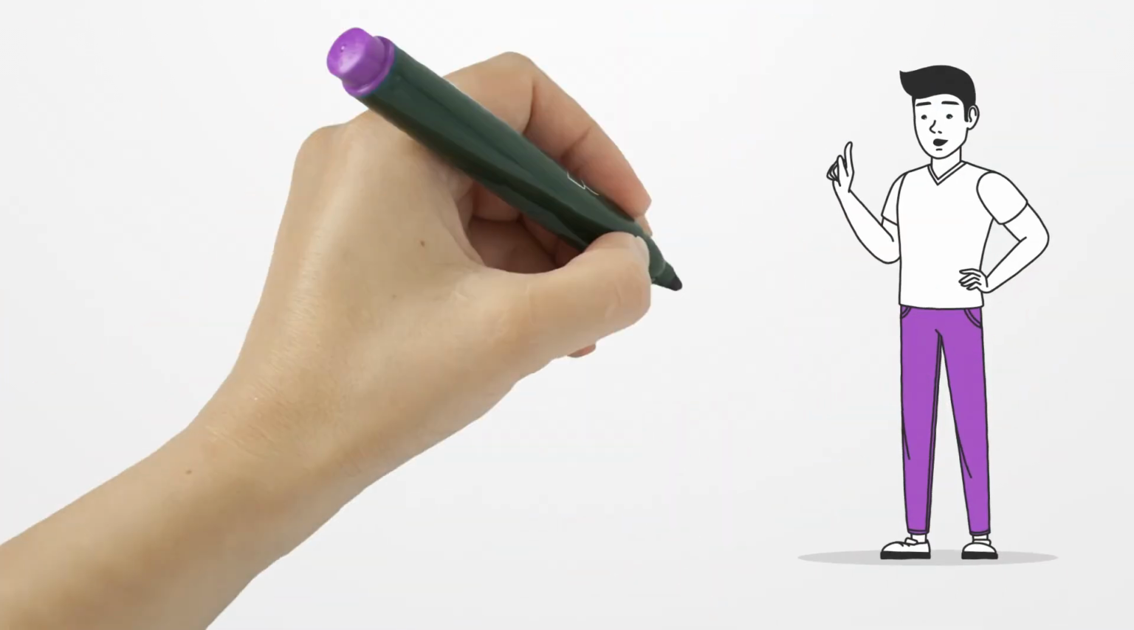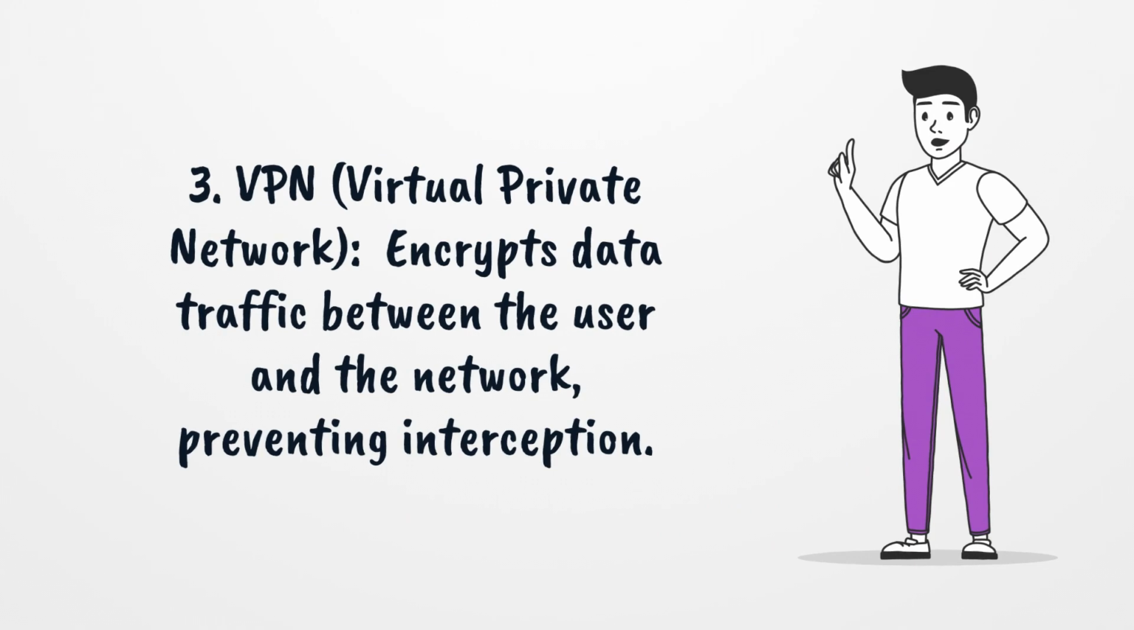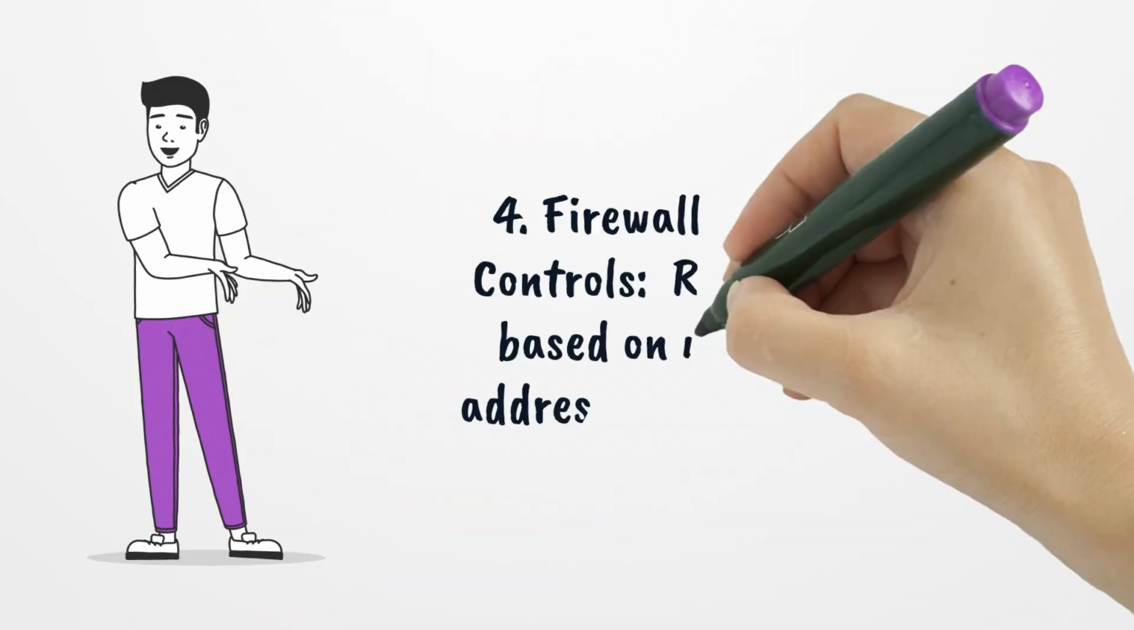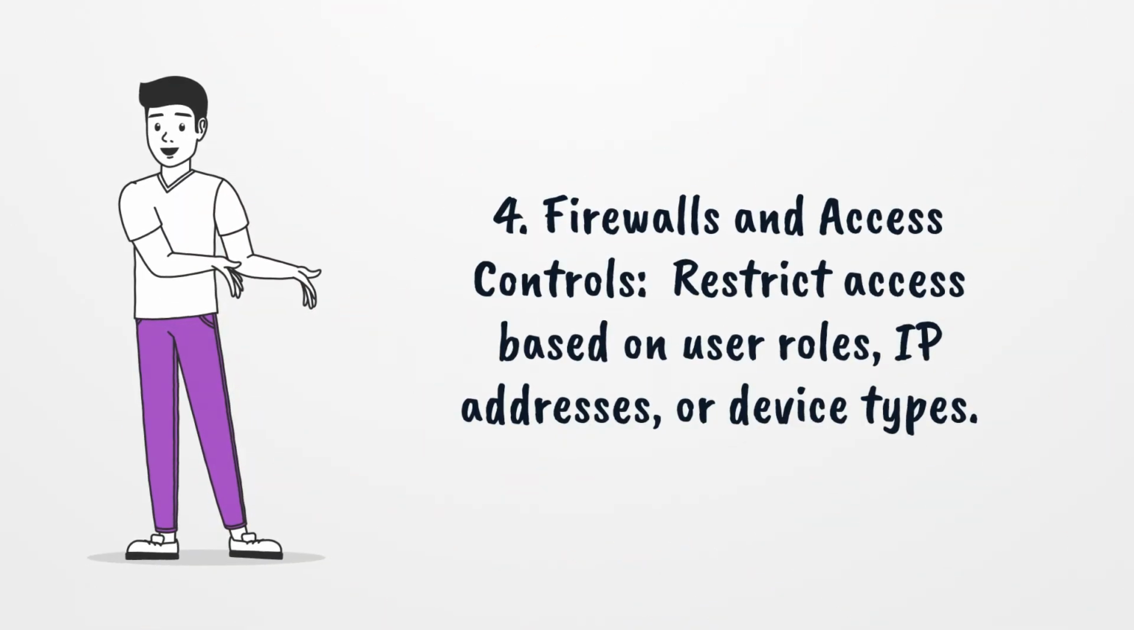3. VPN, Virtual Private Network. Encrypts data traffic between the user and the network, preventing interception. 4. Firewalls and access controls. Restrict access based on user roles, IP addresses, or device types.